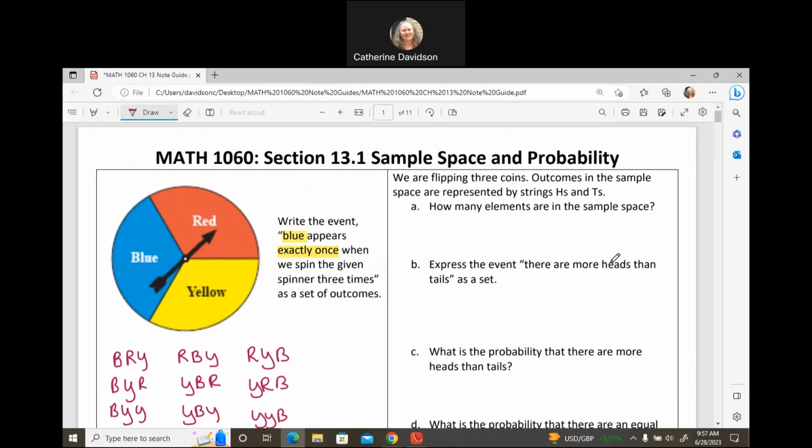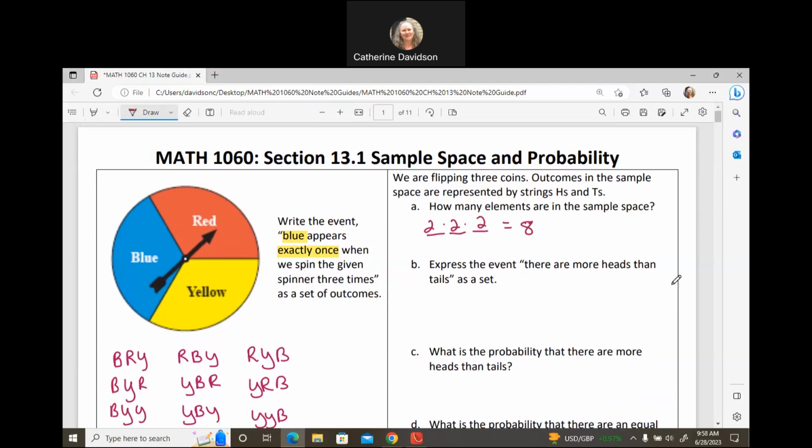All right, we were flipping 3 coins. Outcomes in the sample space are represented by strings of H's and T's. That's heads and tails. How many elements are in the sample space? Okay. So we have 3 coins, and each coin has 2 possible outcomes. So if you multiply those together, the total number of outcomes you have is 8. That goes back to chapter 12.